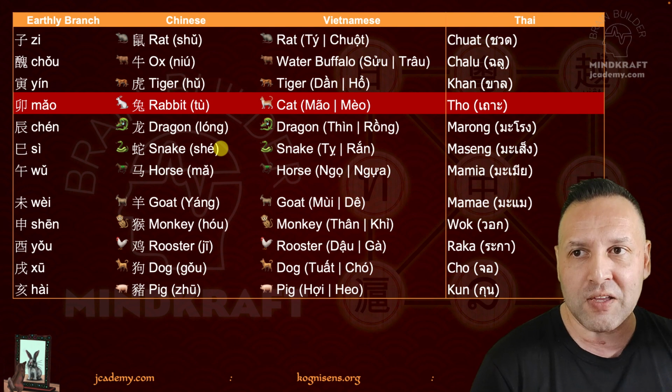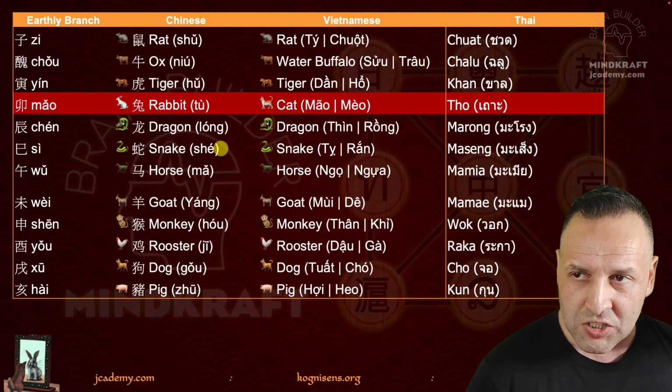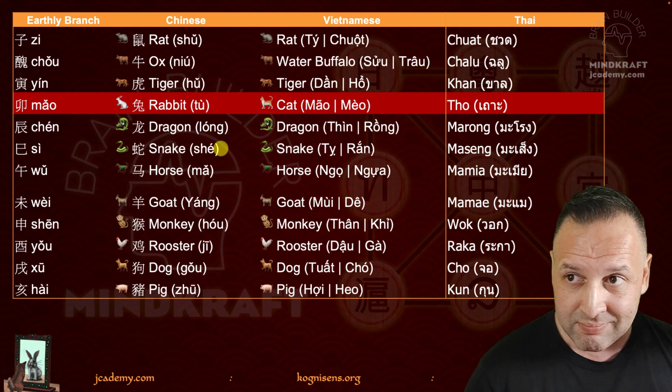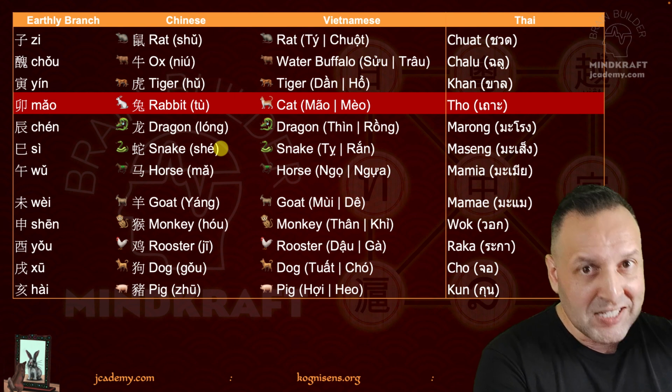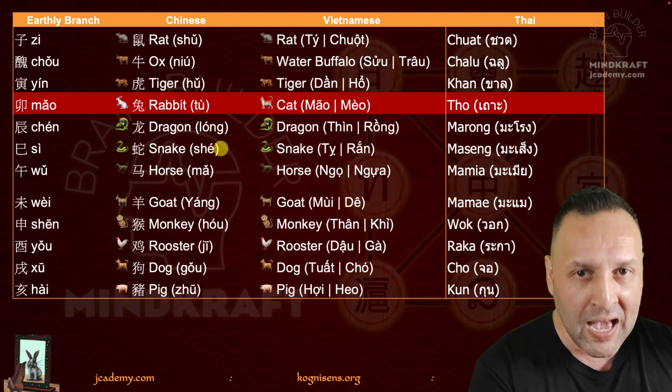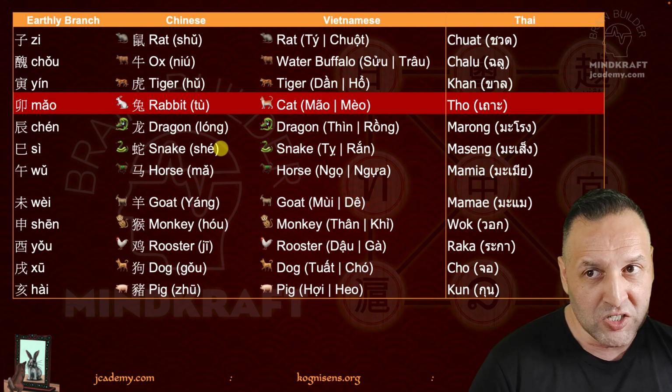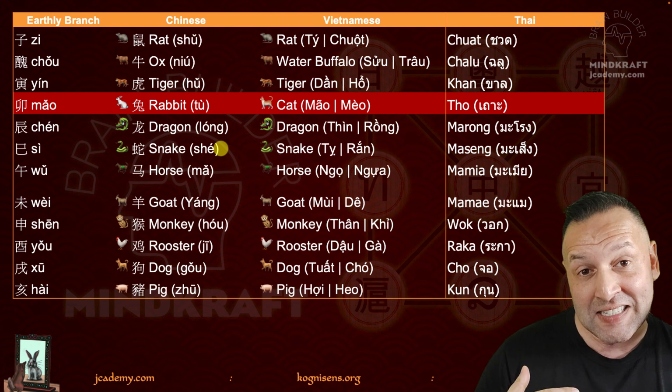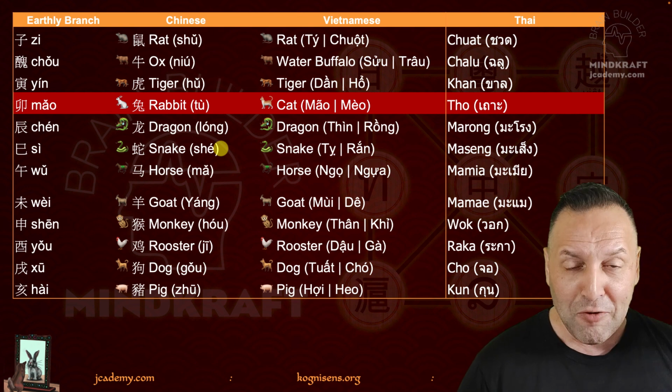And so now within Vietnamese culture and tradition for Vietnamese New Year and Tet, when we're celebrating this year, we're celebrating the beginning of the year of the Mao, the cat, which was originally Mao, which in Chinese is Tu, rabbit. I really love this stuff.